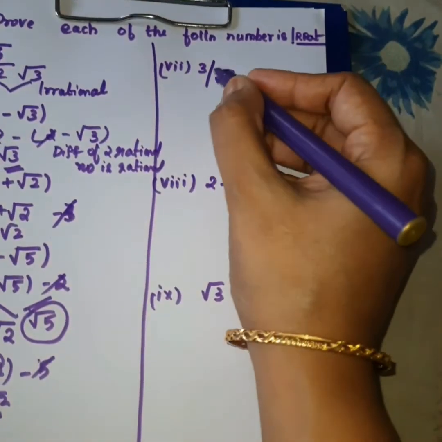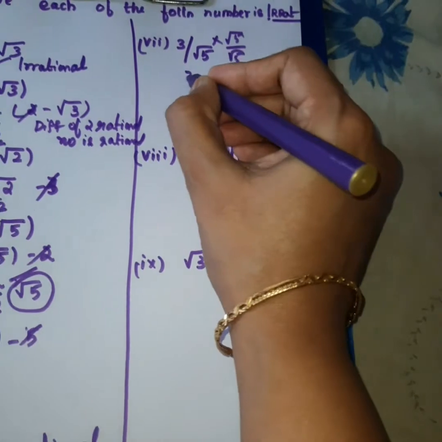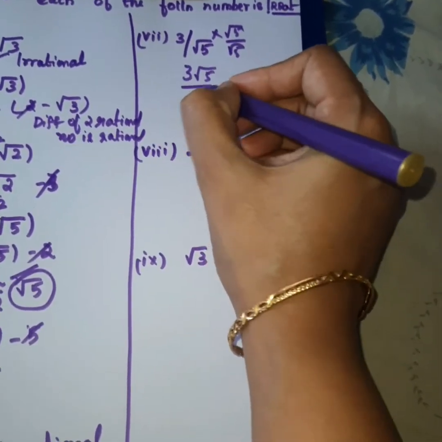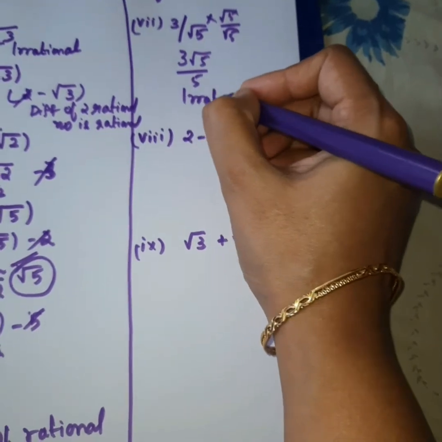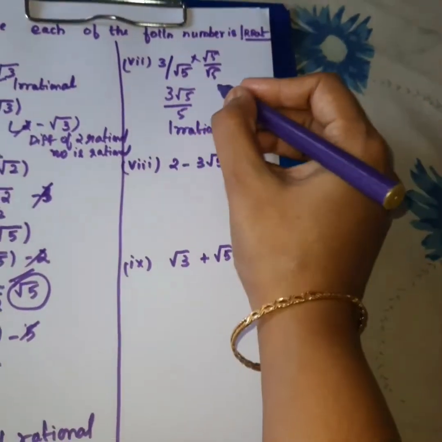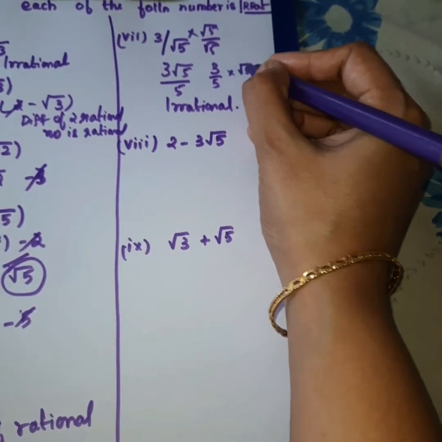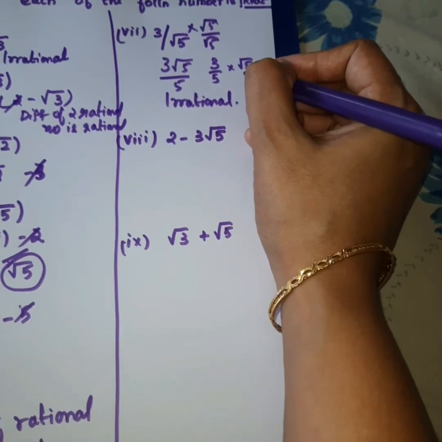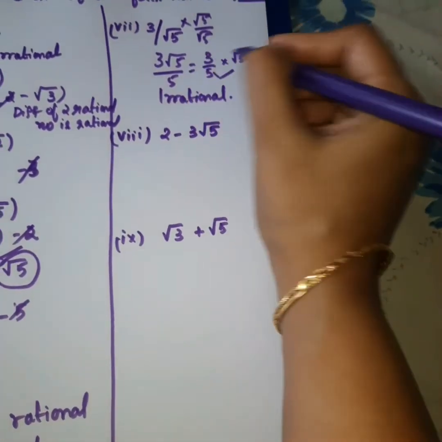Next question 7, 3 by square root of 5. We can multiply and divide by the denominator. So we get 3 square root of 5 by 5, which can be written further as 3 by 5 into square root of 5. So square root of 5 is irrational. 3 by 5 is of fractional form, but square root of 5 is not a rational number. This proves that the number itself is irrational.